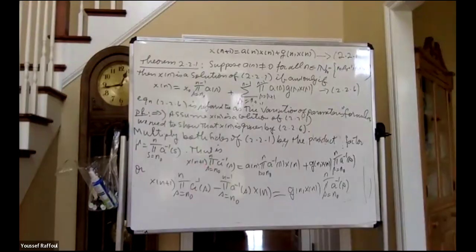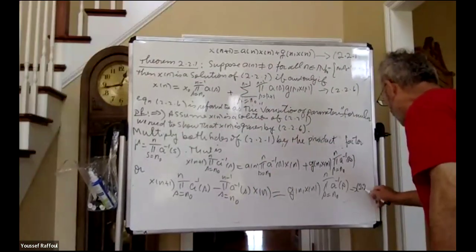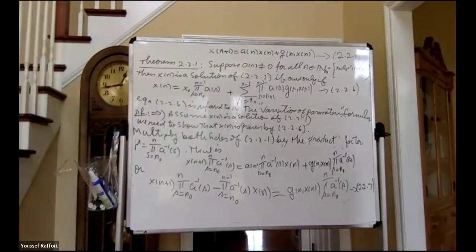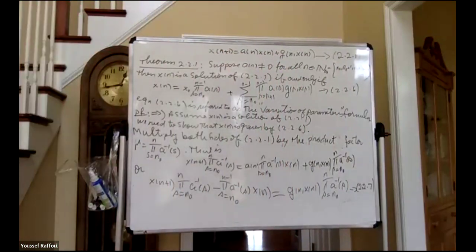Now, I'm sure I labeled this in my book. It's 2.2.7. So that equation is 2.2.7. Okay? I'm going to flip the board and you see if you have any questions.